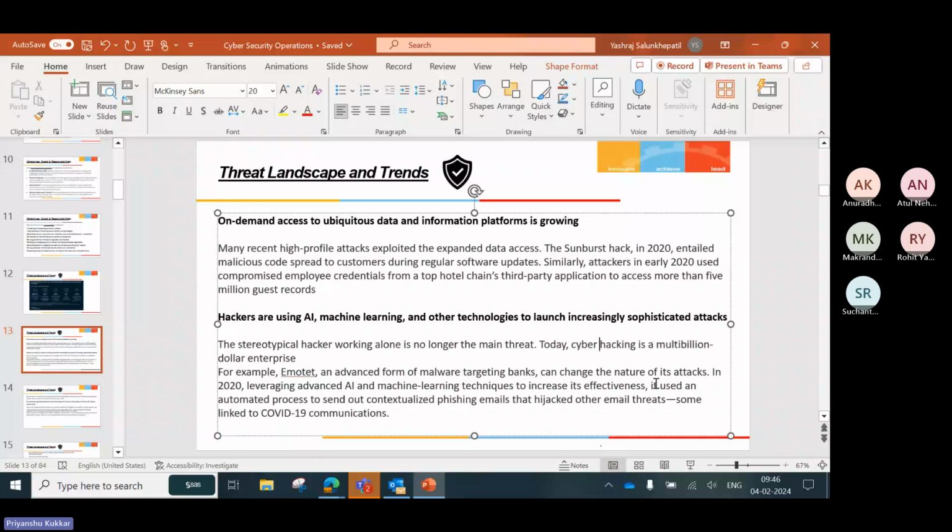Okay. In 2020, leveraging advanced AI and machine learning techniques to increase its effectiveness, it used an automated process to send out contextualized phishing emails that hijacked other email threads, some linked to COVID-19 communications. So in this attack, what it did, it changed the nature of its emails, probably changed the email ID, probably the subject line, maybe what was in the content, as in the body.